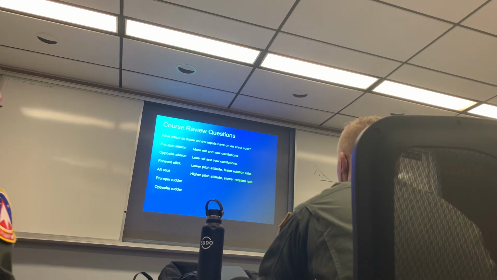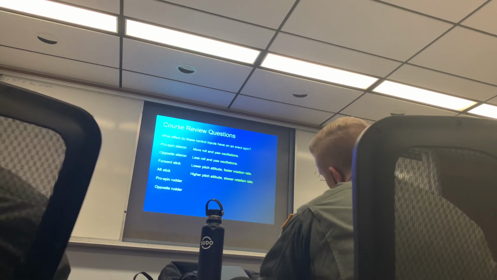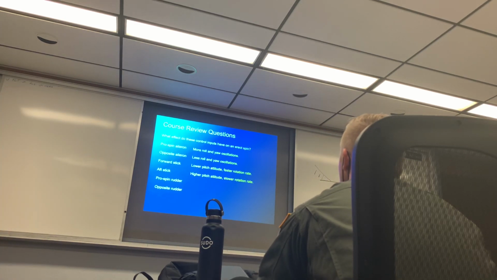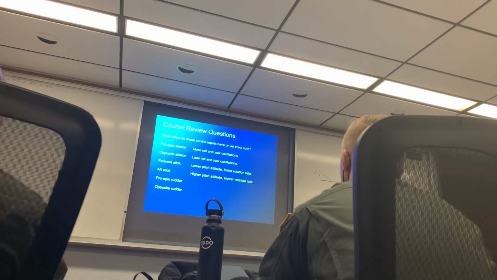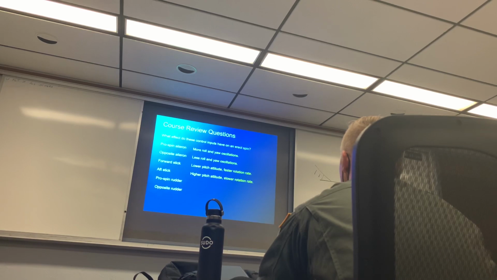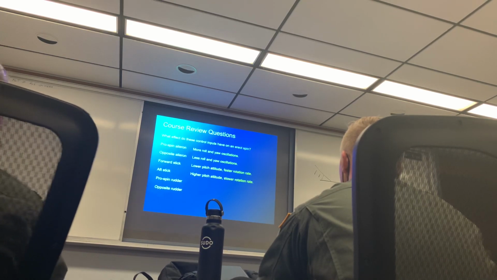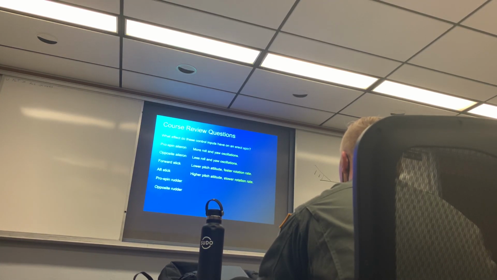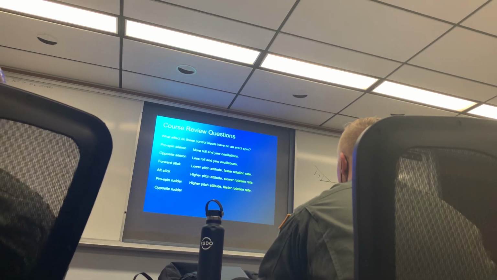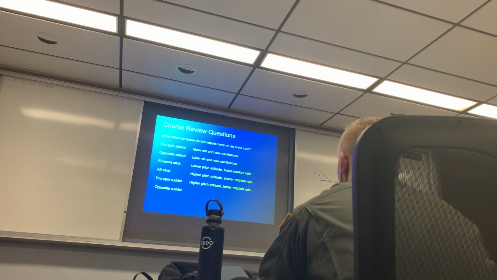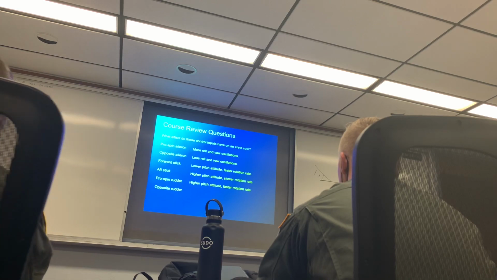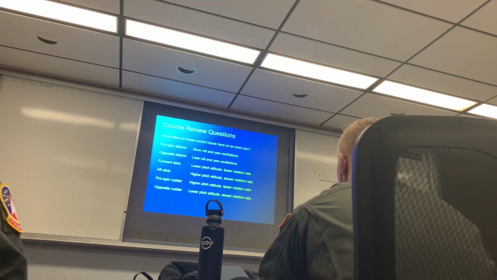Pro-spin rudder decreases the pitch attitude but increases rate. Very good. Higher pitch attitude with a faster rotation rate and opposite rudder, lower pitch attitude and slower rotation rate. Very good.